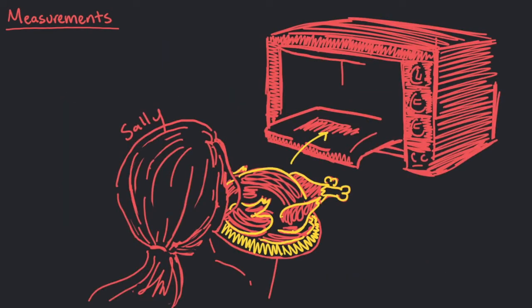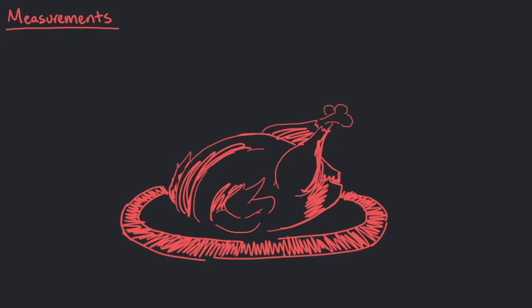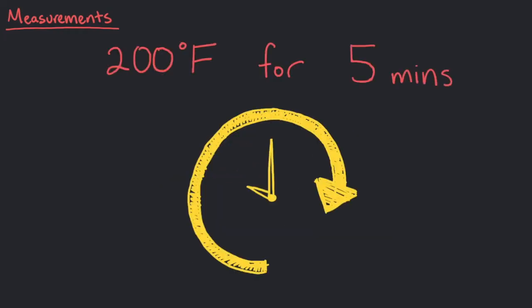For instance, our friend Sally is trying to bake her turkey for Thanksgiving this long weekend. She reads the recipe, which states that the turkey needs to be in the oven for 5 at 200. She put the turkey in the oven at 200 degrees Fahrenheit for 5 minutes. After 5 minutes, she found that her turkey was very undercooked.